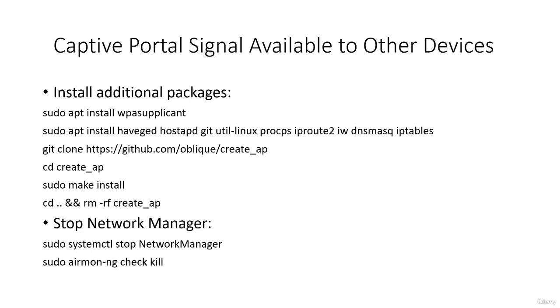What you have to do now is install some additional packages on your Linux machine. So make sure to just type this. As you can see, it's pretty easy. Just type every one of the commands in your Linux terminal, and it will do all of this automatically. After you install the additional packages, you have to stop the network manager. Just type this, and as you can see, airmon-ng will kill the network manager.